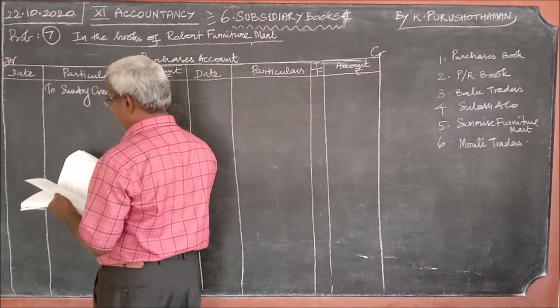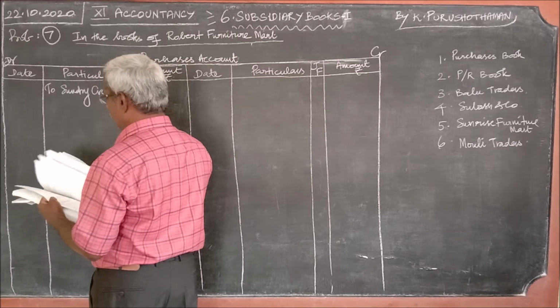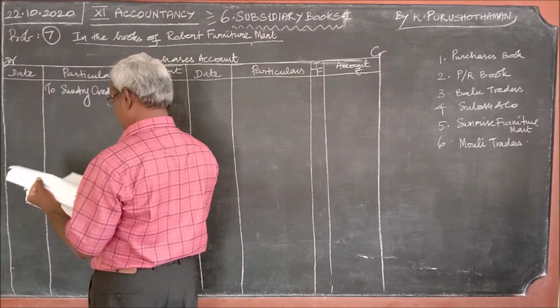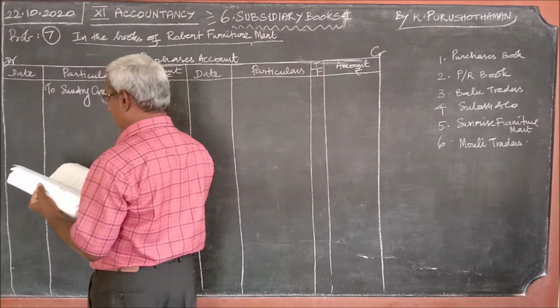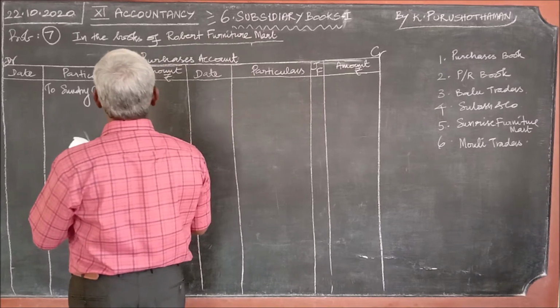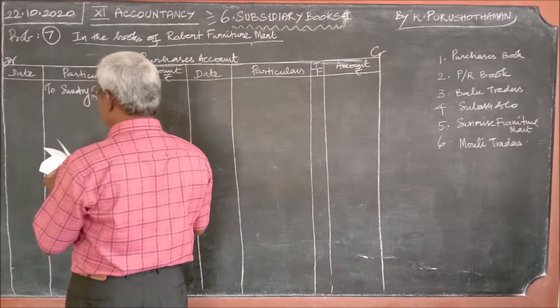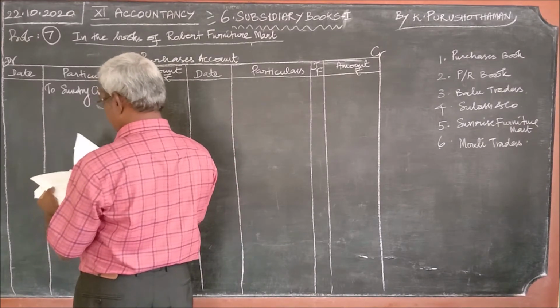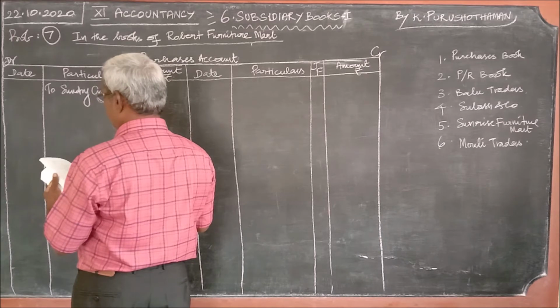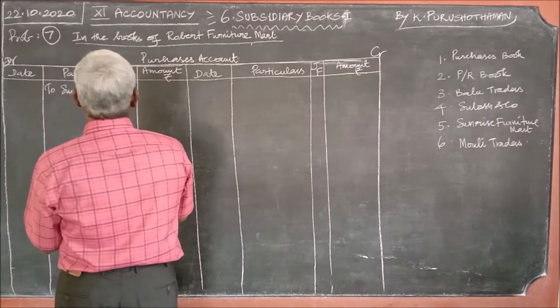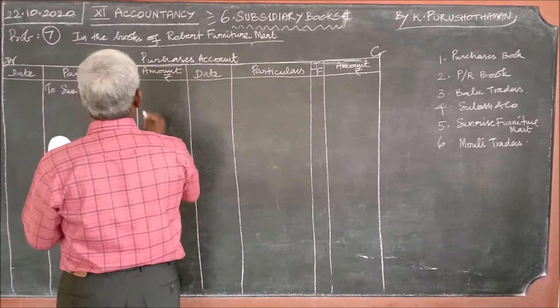You should write the total amount of the purchases book. The total amount of the purchases book you should write here. What is the total amount of the purchases book? As I taught you, you should have noticed: 90,250.